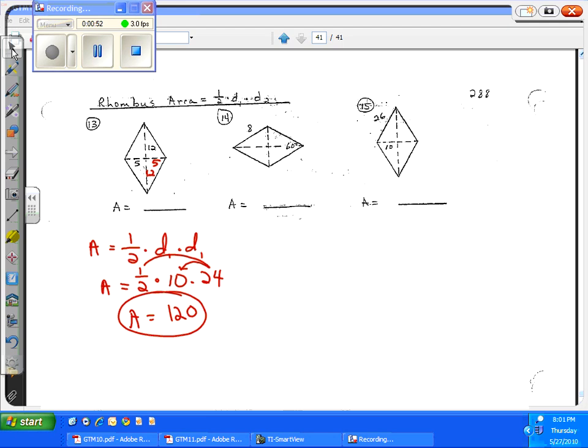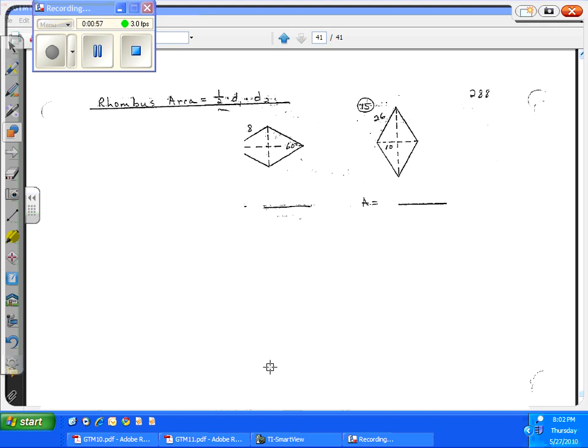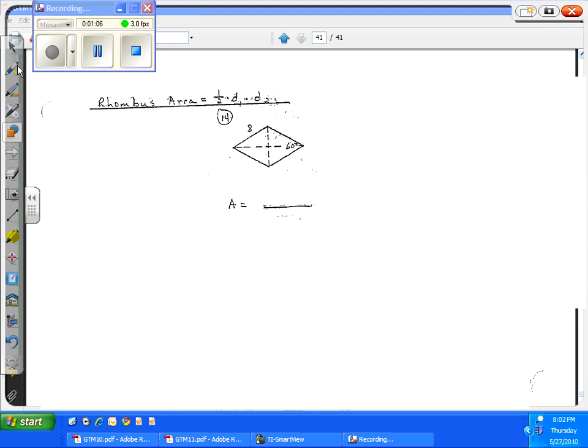Okay. Number 14. I'll move all this out of the way so we can focus on the problem at hand. So problem number 14, we want to find the area. Area of a rhombus is 1/2 times diagonal 1 times diagonal 2. So we get area equals 1/2 times, and we don't know either diagonal, so we've got to find the diagonals. Well, we know that this is a rhombus, and we know that all four sides of a rhombus are equal.